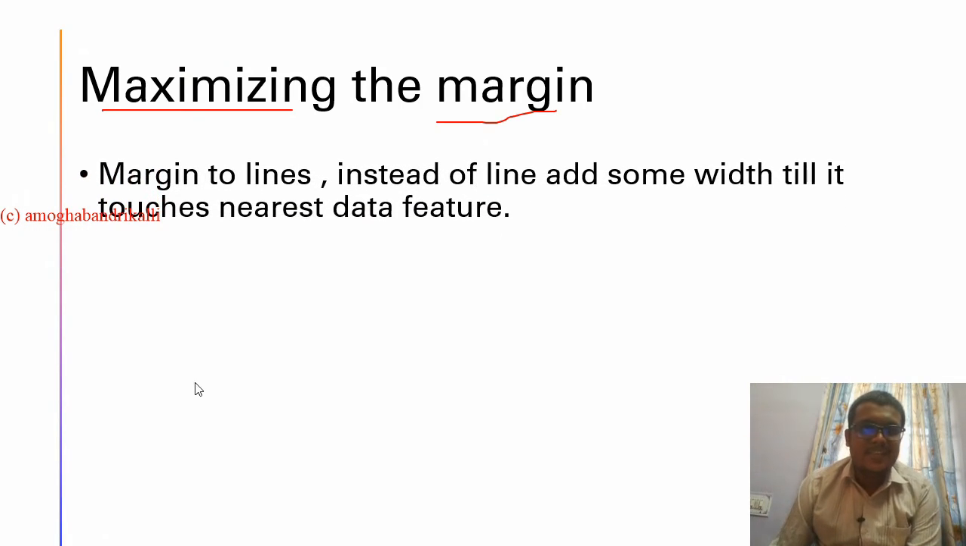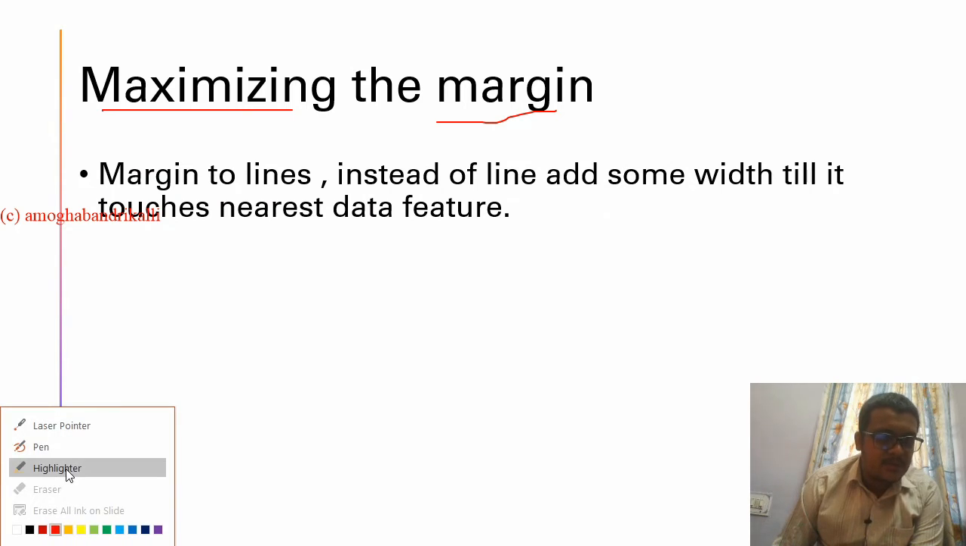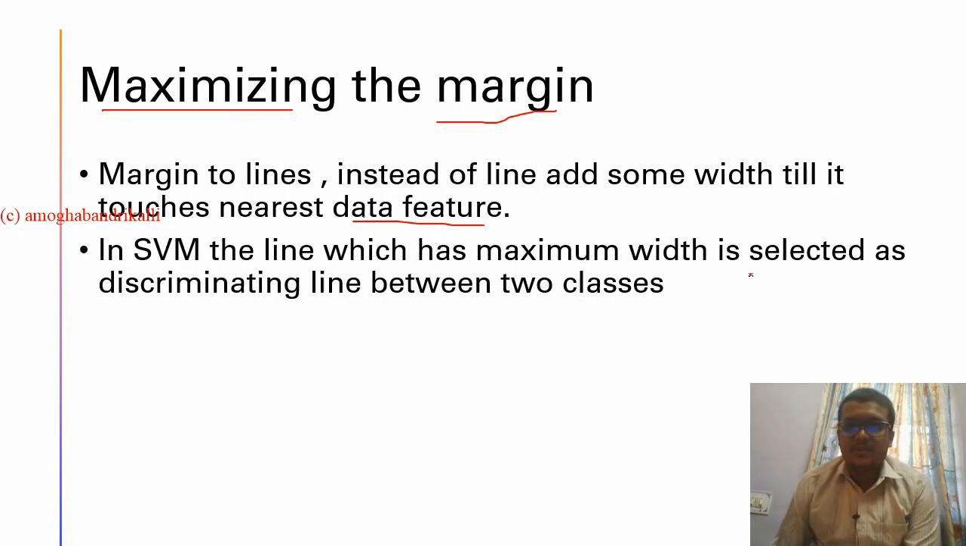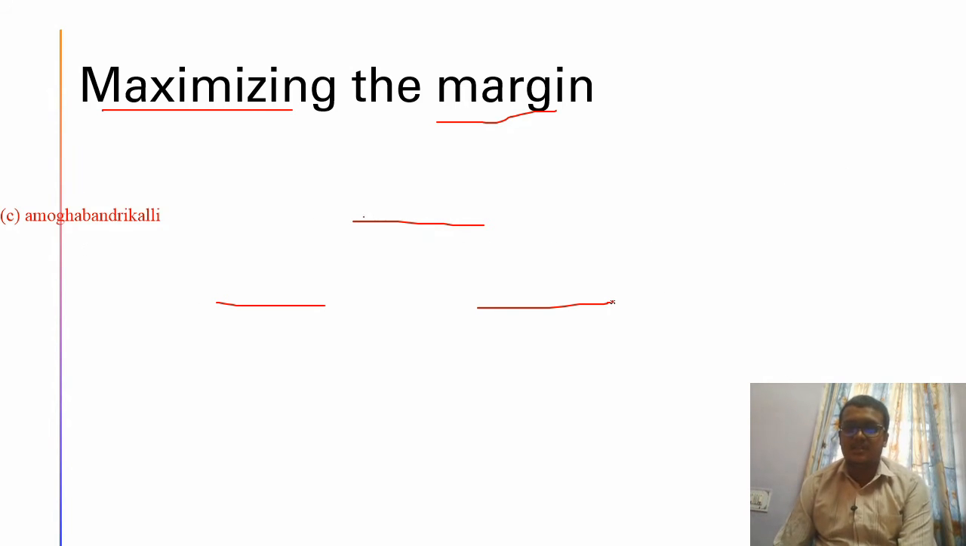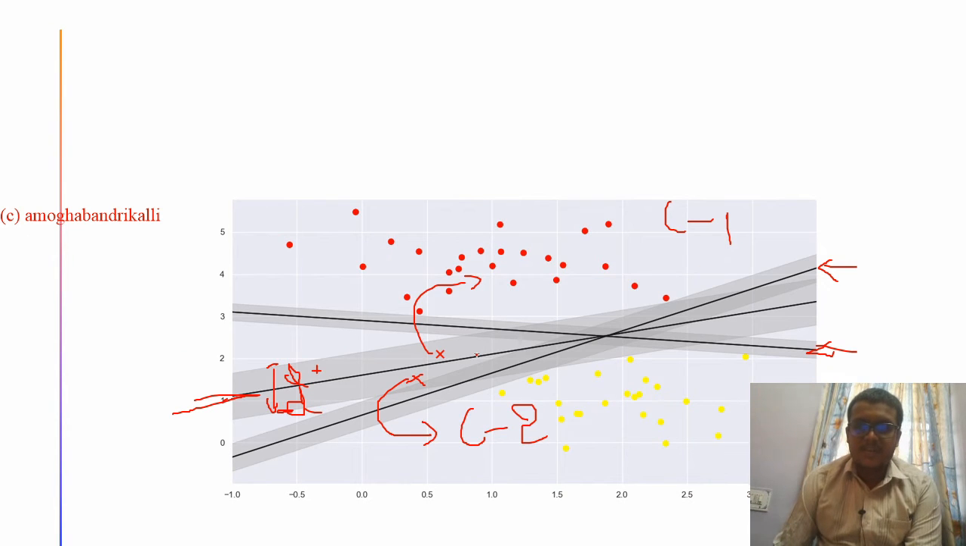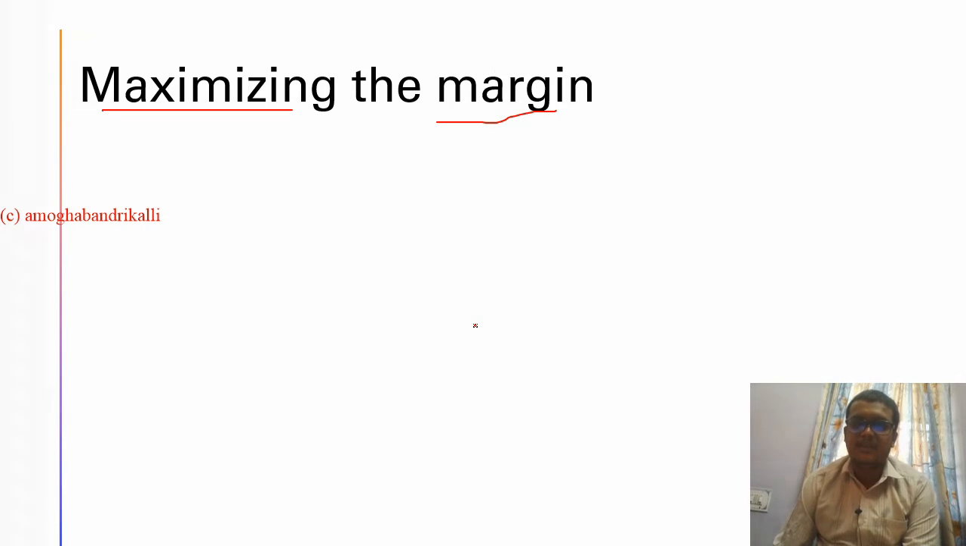So we have just seen that the margin of a line can be enhanced up to the nearest data feature. The line with the maximum width is selected as the separating line between the two classes. Like this line that they are showing here. This line has the maximum distance from both the data points, so that will be selected.